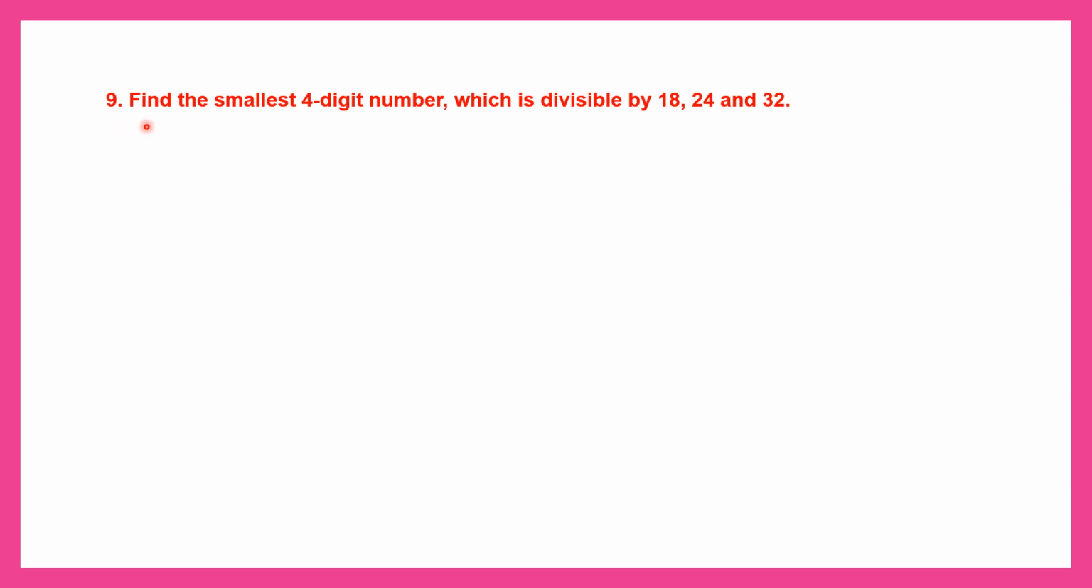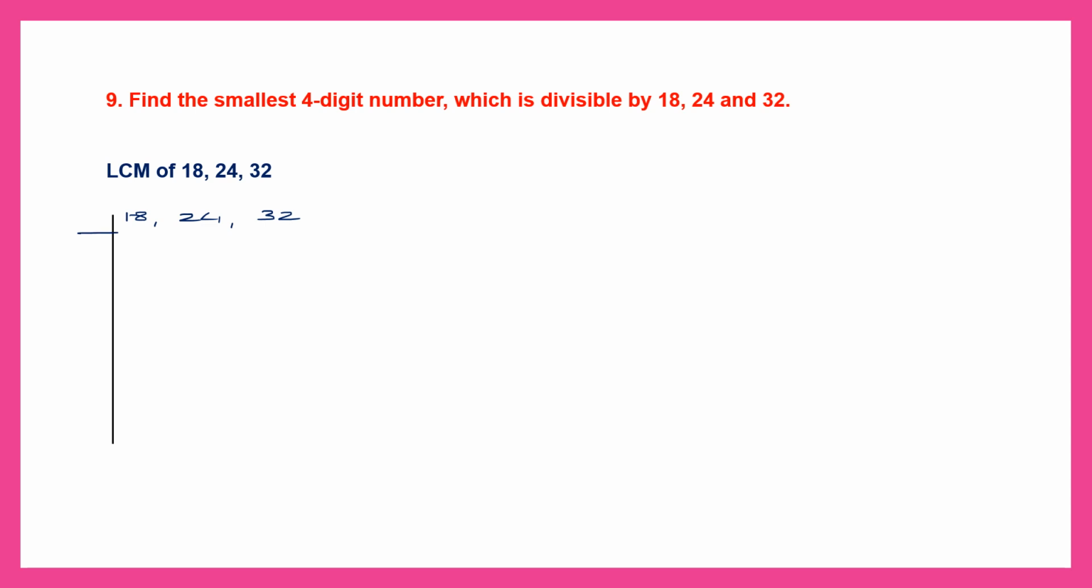Question 9. Find the smallest 4-digit number which is divisible by 18, 24 and 32. Smallest means let's find the LCM. Now first let's find the LCM and see whether it's a 4-digit number. So let's begin. LCM of 18, 24 and 32.